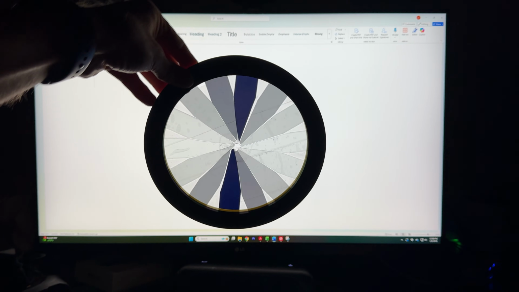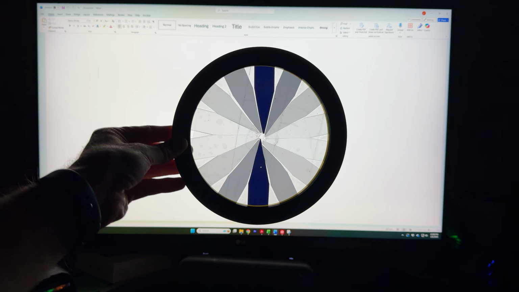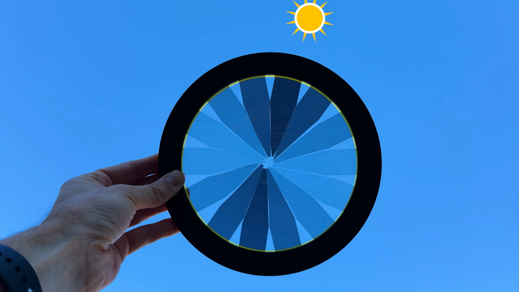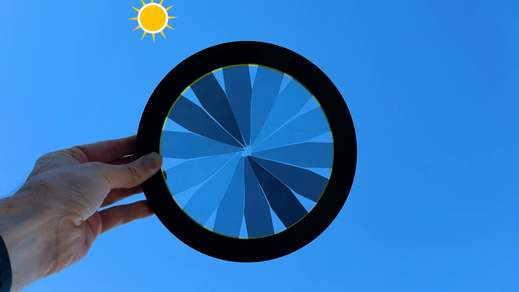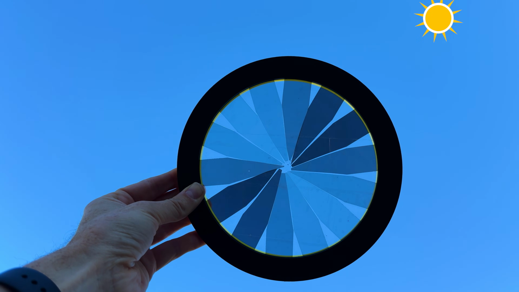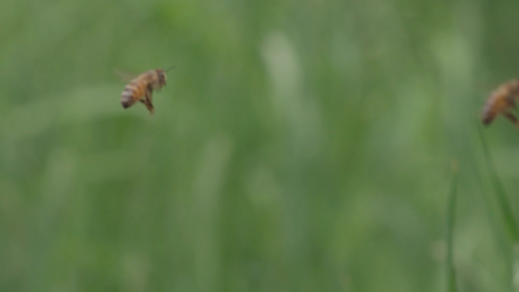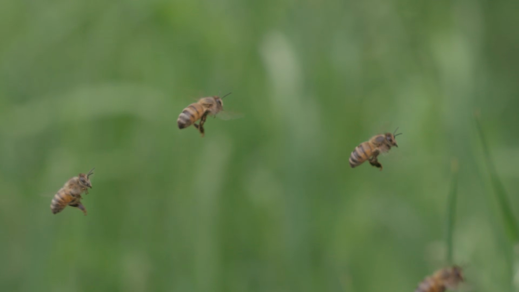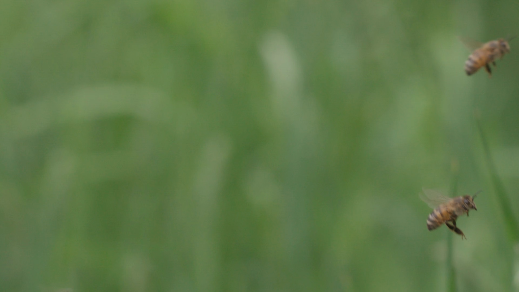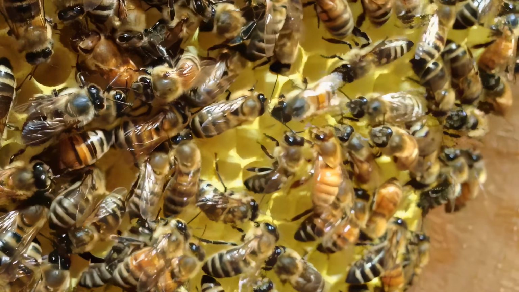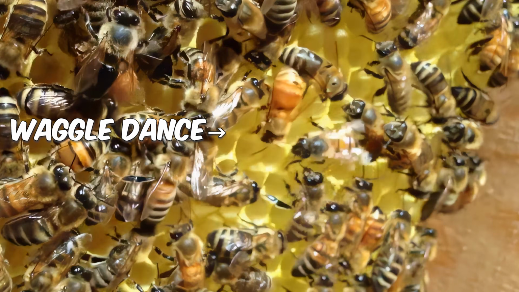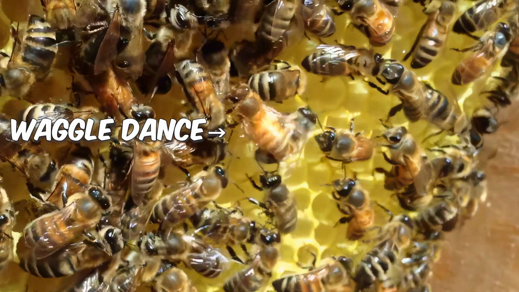This is an optical compass I made, and it always points to where the sun is in the sky, no matter how I turn. That's because the sunlight leaves a hidden directional pattern across the sky that's completely invisible to us, but not to bees. Bees have been using this exact information for millions of years, encoding it into something called a waggle dance to tell other bees where to fly to find food.